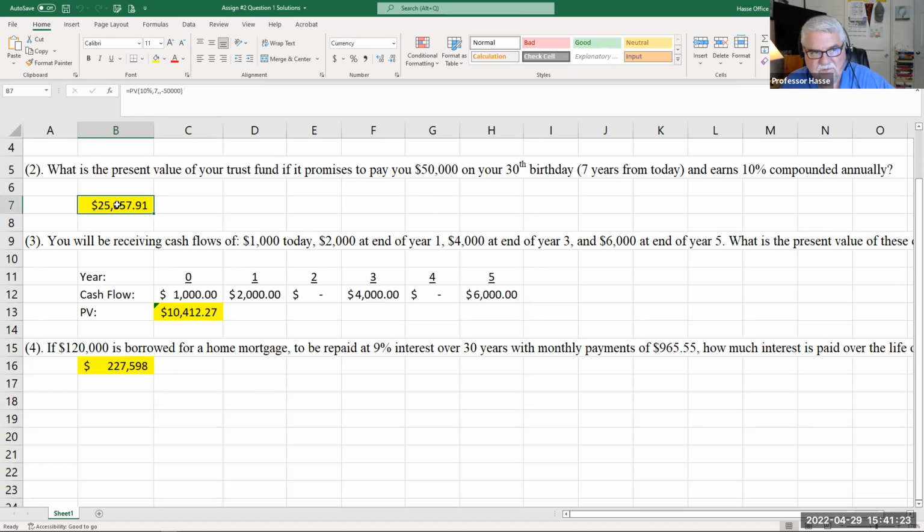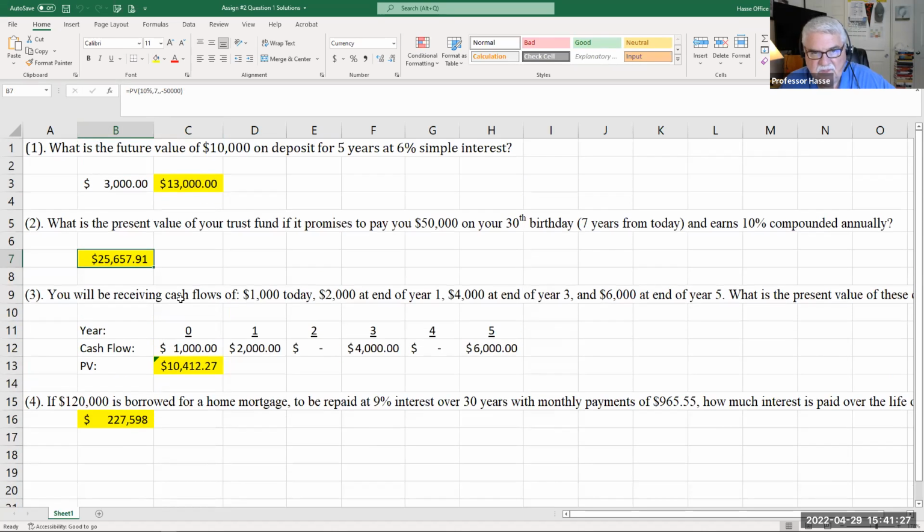So different looks: present value of a future amount, the future value using simple interest, the net present value over a period of time of cash flows, and a definition of an amortized loan. What's the interest involved in mortgage payments over a 30-year period? So that's question number 1, worth 40 points, 10 points apiece for assignment number 2.